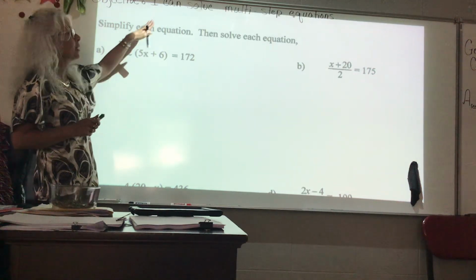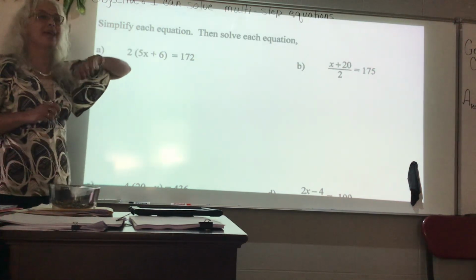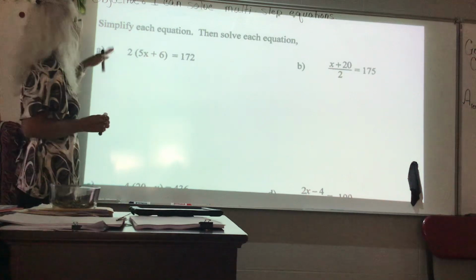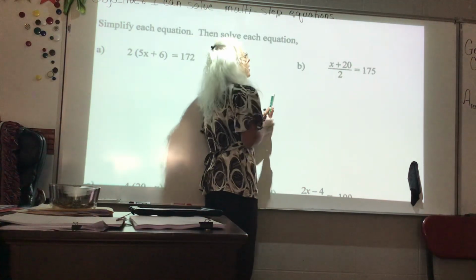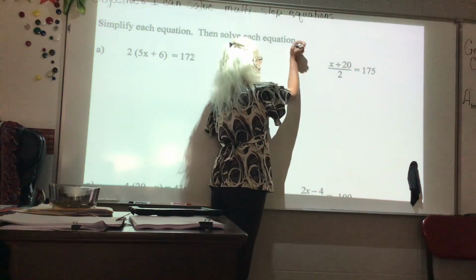So today we are working with solving equations that have the distributive property. It says simplify each equation, then solve each equation. And that should be a period instead of a comma.